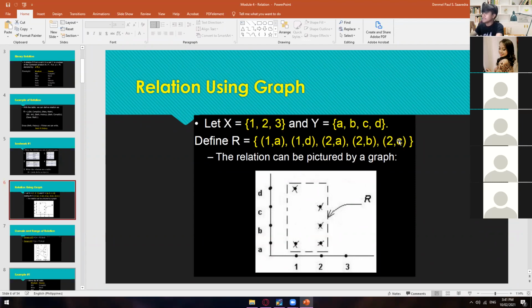And then we have here the sample relations, where we have a relation of 1a, 1b, 2a, 2b, and then 2c. So just simply plot them on our graph: 1a, 1b, 2a, 2b, 2c. All of those plots are actually a relation, or a plot of relations.